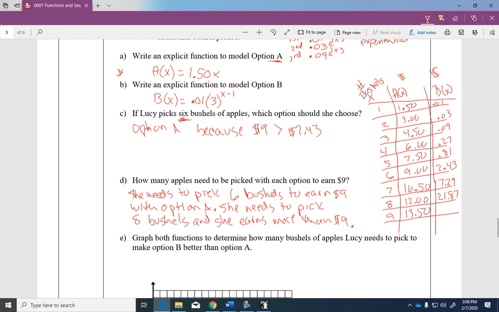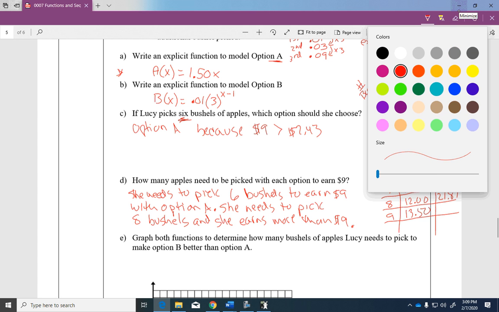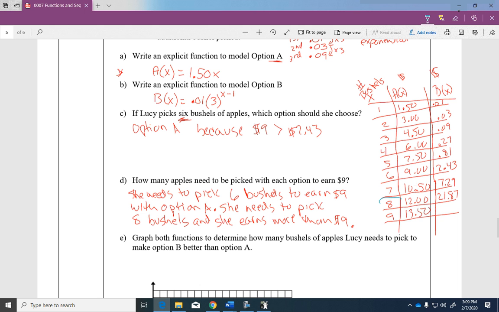$7.29. So let's graph both functions to determine how many bushels of apples Lucy needs to pick to make option B better than option A. So without even graphing, I can see right here that option B is better than option A because $21.87 is way higher than $12.